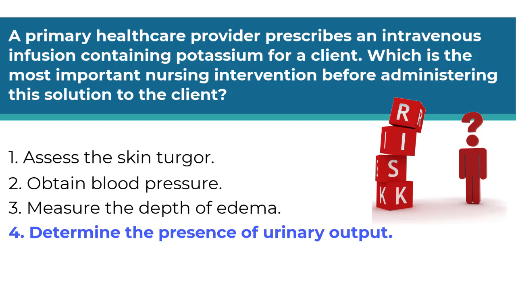Assessing skin turgor is unnecessary for the administration of potassium. This is part of the assessment of a client's hydration status, particularly when the client is at risk for dehydration. Although the vital signs should be measured when a client is receiving any fluids or electrolytes, monitoring the heart rate and rhythm is a more significant assessment than the blood pressure concerning the administration of potassium. Both a serum potassium decrease, which is hypokalemia, and an increase, which is hyperkalemia, can cause cardiac dysrhythmias.